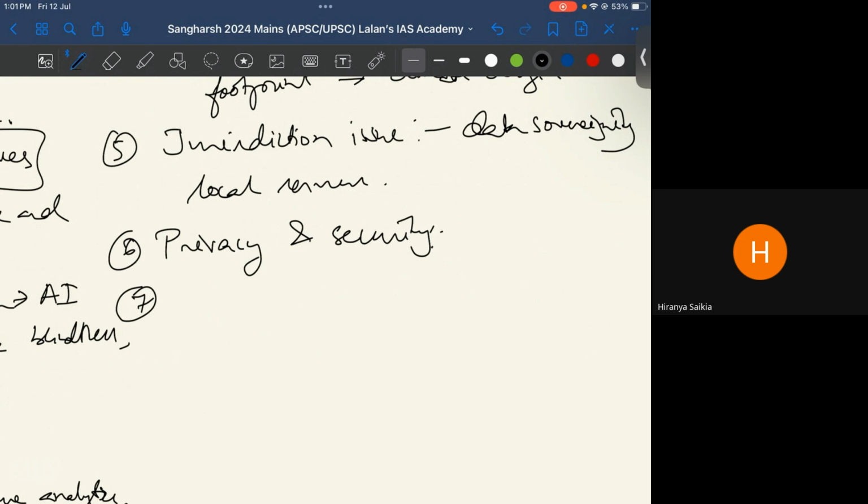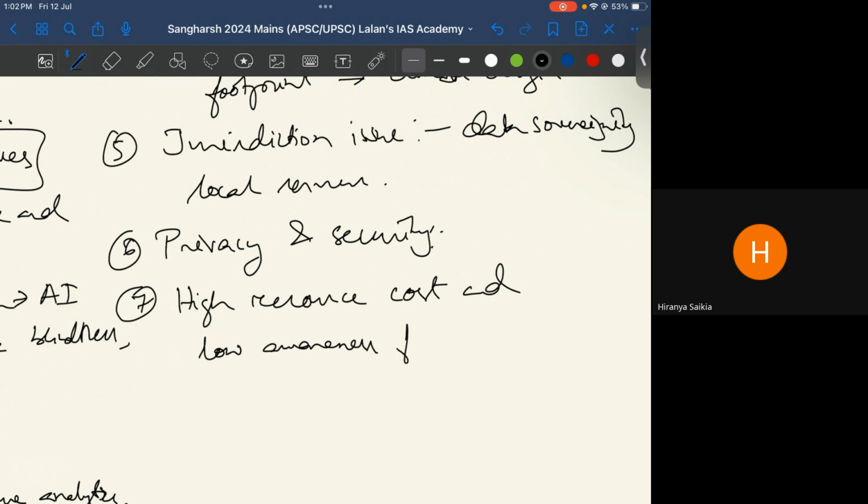Then there is high resource cost and low awareness. এতিয়াও আমি গম পাইছো, কৈছো নহয়, people are not even aware of ChatGPT, which is a form of AI. So low awareness for AI adoption, that is a challenge in a country like India.